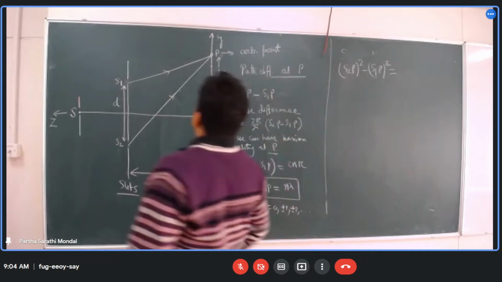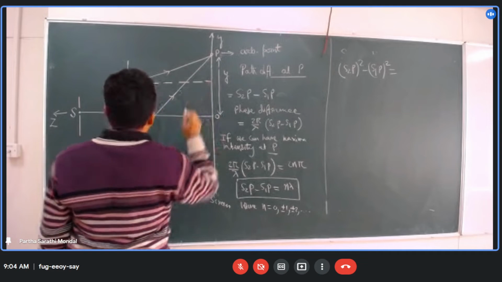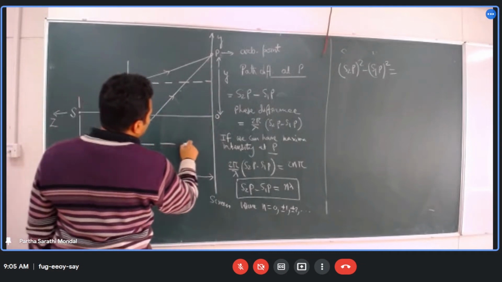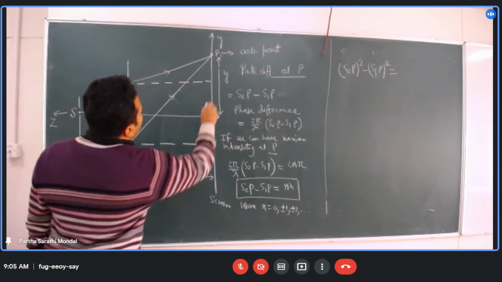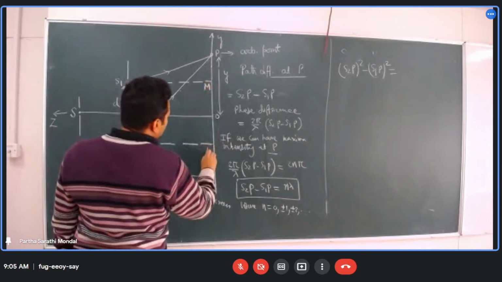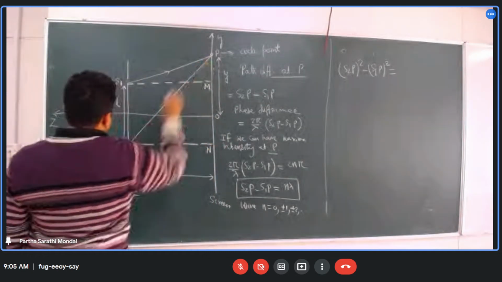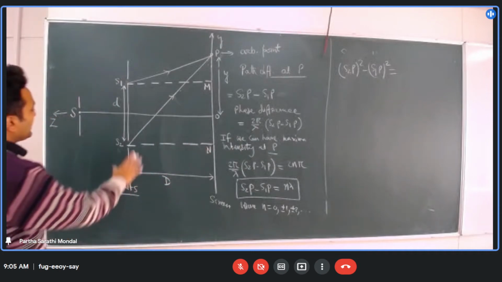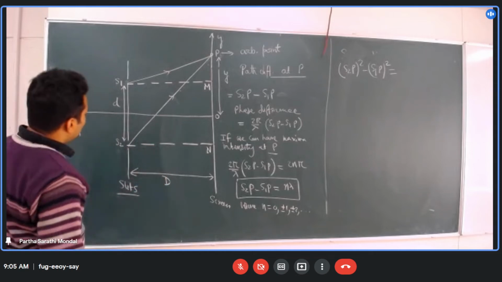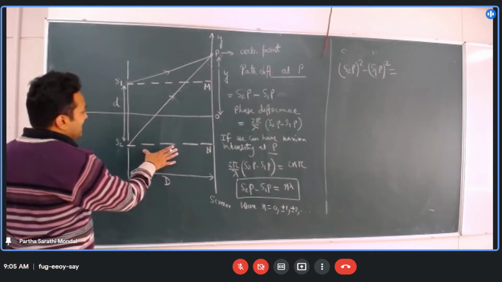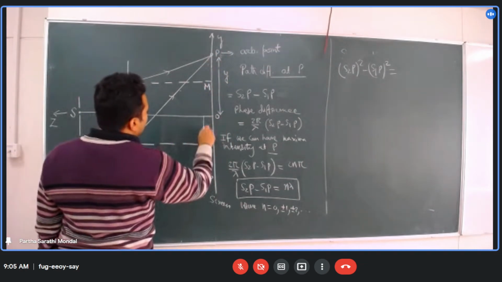Tell me, I have dropped a perpendicular here and another perpendicular here. Suppose this is M and this is N. Now if I take the triangle PS2N, then S2P is the hypotenuse. So that means S2P squared equals the sum of the squares of the other two sides. The base here is actually d by 2.